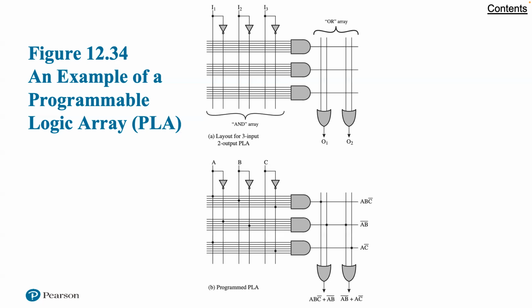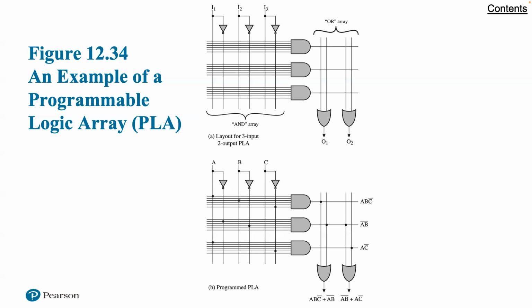Most larger PLAs contain several hundred gates, 15 to 25 inputs, and 5 to 15 outputs. The connections from the input to the AND gates and from the AND gates to the OR gates are not specified until programming time.